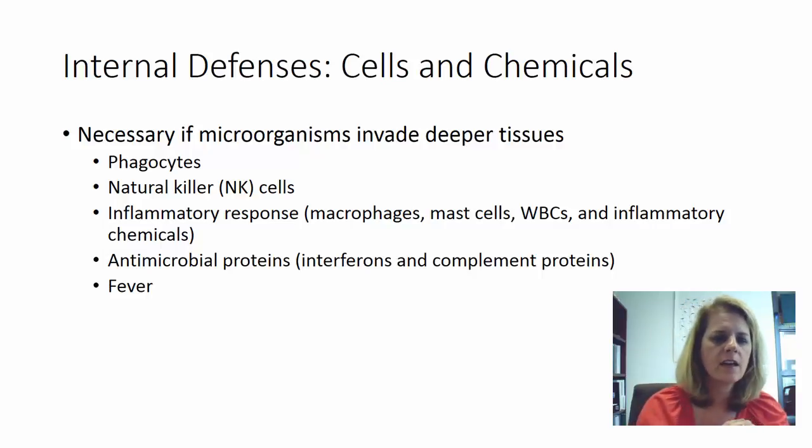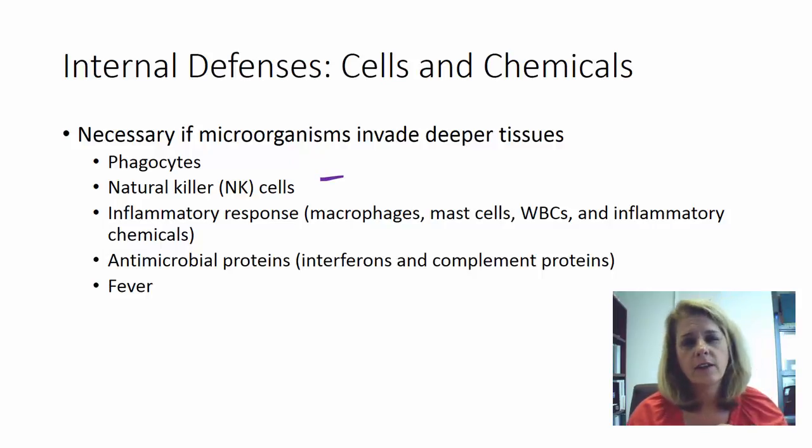And so we have phagocytes, natural killer cells. We have an inflammatory response where we have macrophages and mast cells that will cause chemicals to be released and cause white blood cells to come into an area and get inflammation. You've actually seen this before when we talked about skin and how the skin responds to inflammation. So some of this may be review from your 201 lectures as well, because we talked about skin and the cells that are involved in the skin earlier.